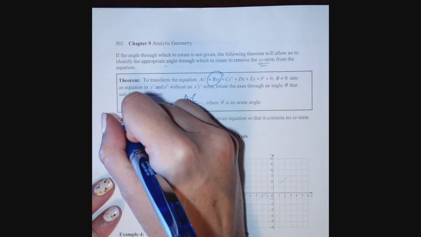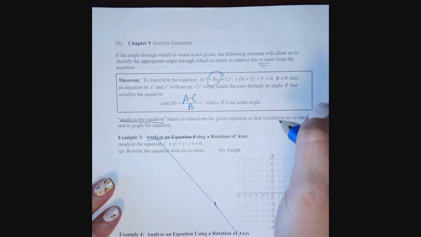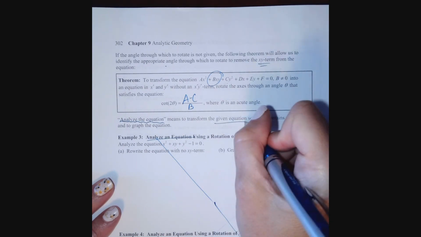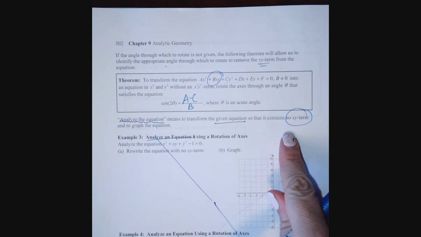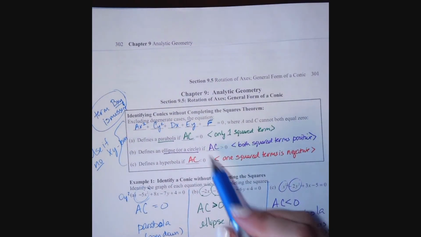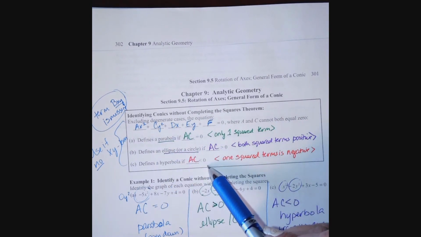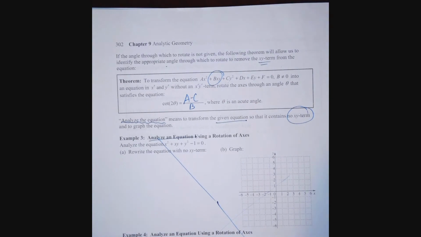Now, just for your information, anytime you're told to analyze the equation, that means you're going to transform the given equation so that that xy term goes away. And if that xy term has gone away, then you can go back to this method of telling what type of conic you have. Okay?